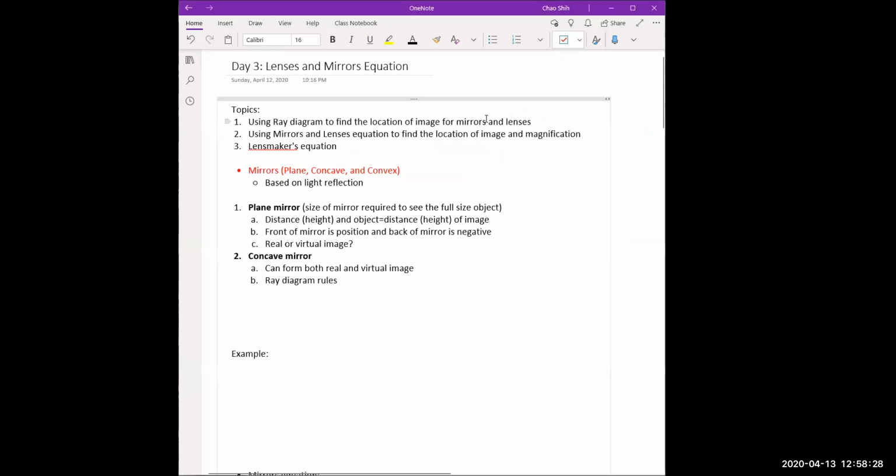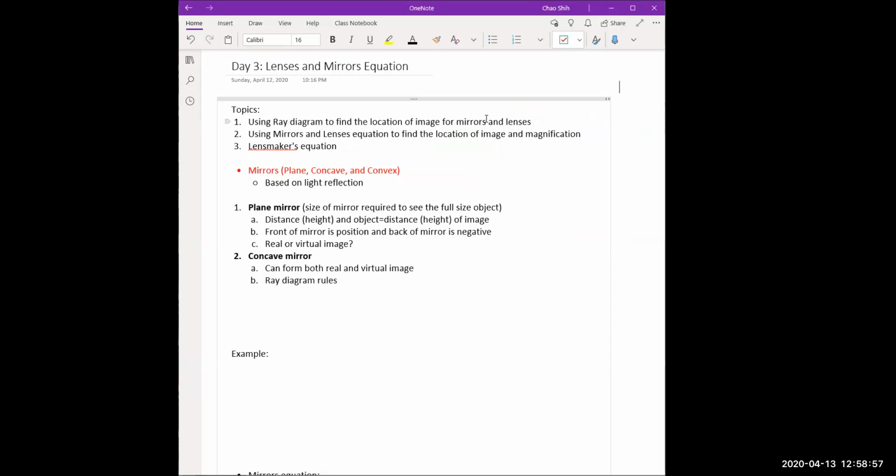All right, so what we're going to talk about today is we're going to focus on two equations. Actually, there is just one equation, and that equation is what we call the lens equation or the mirror equation. It is a very simple equation. However, when you do this calculation, you have to be careful about the sign. The sign convention is the most important part to get the correct answer for this application.